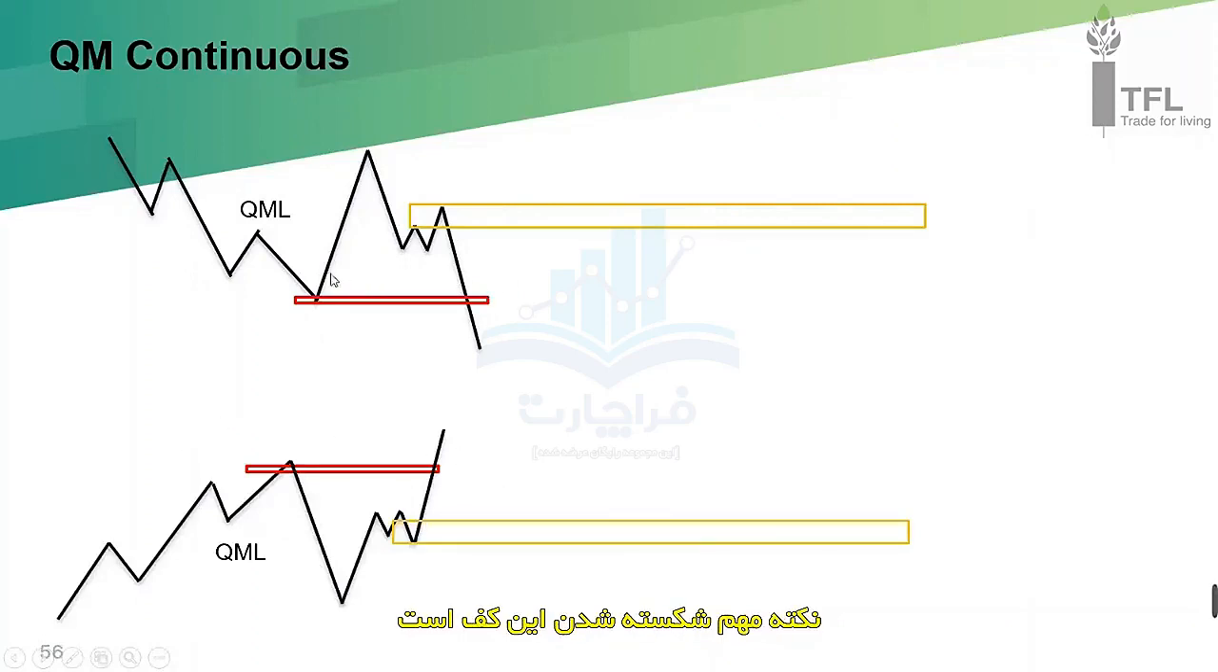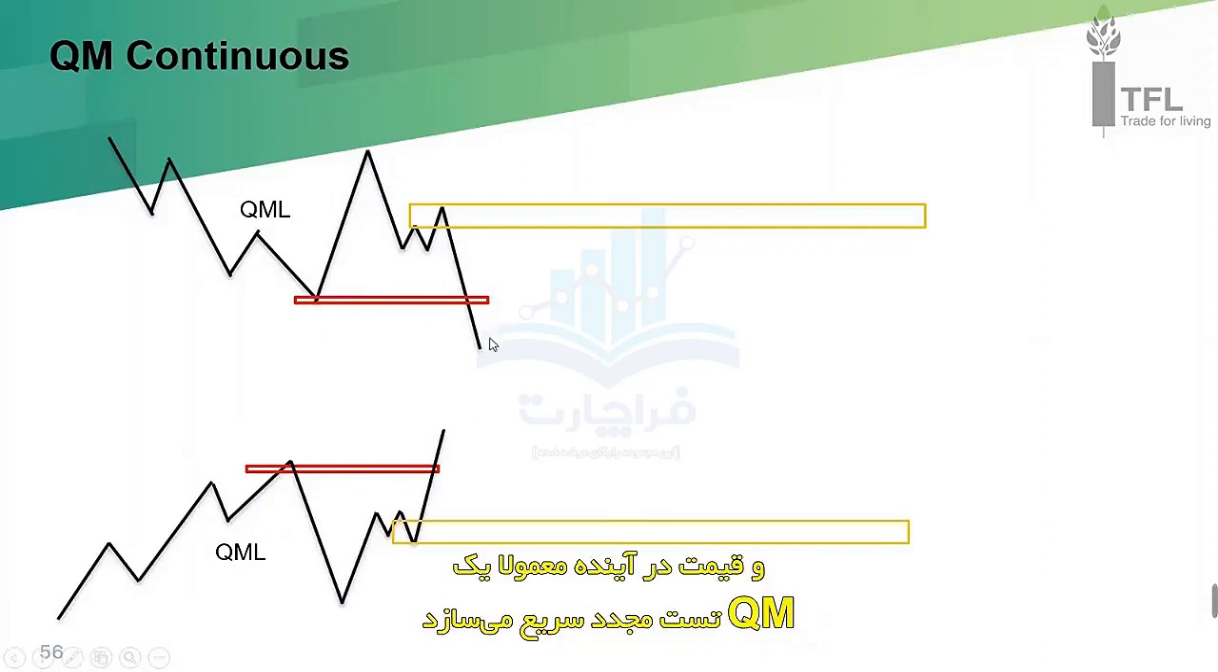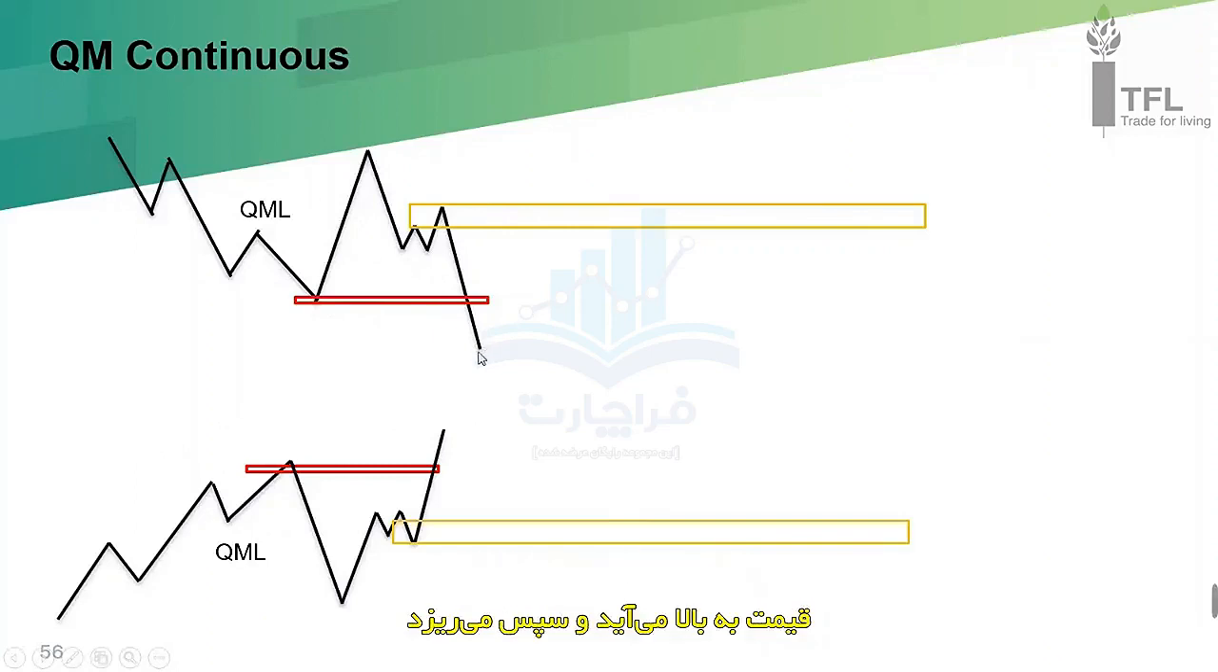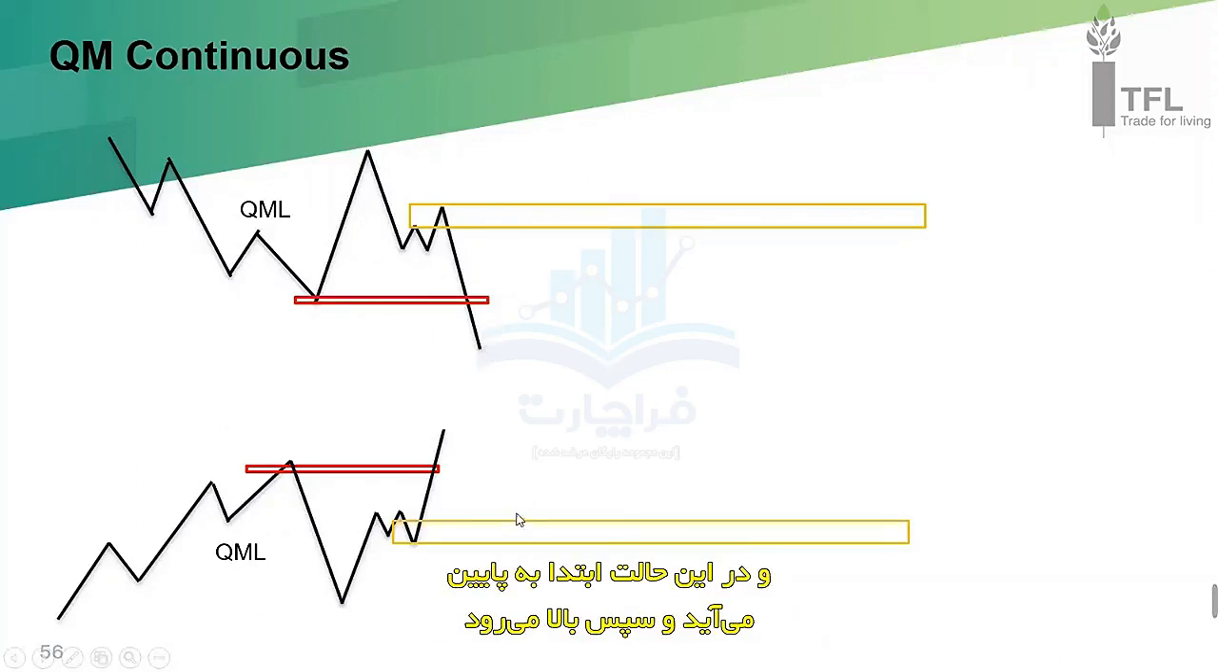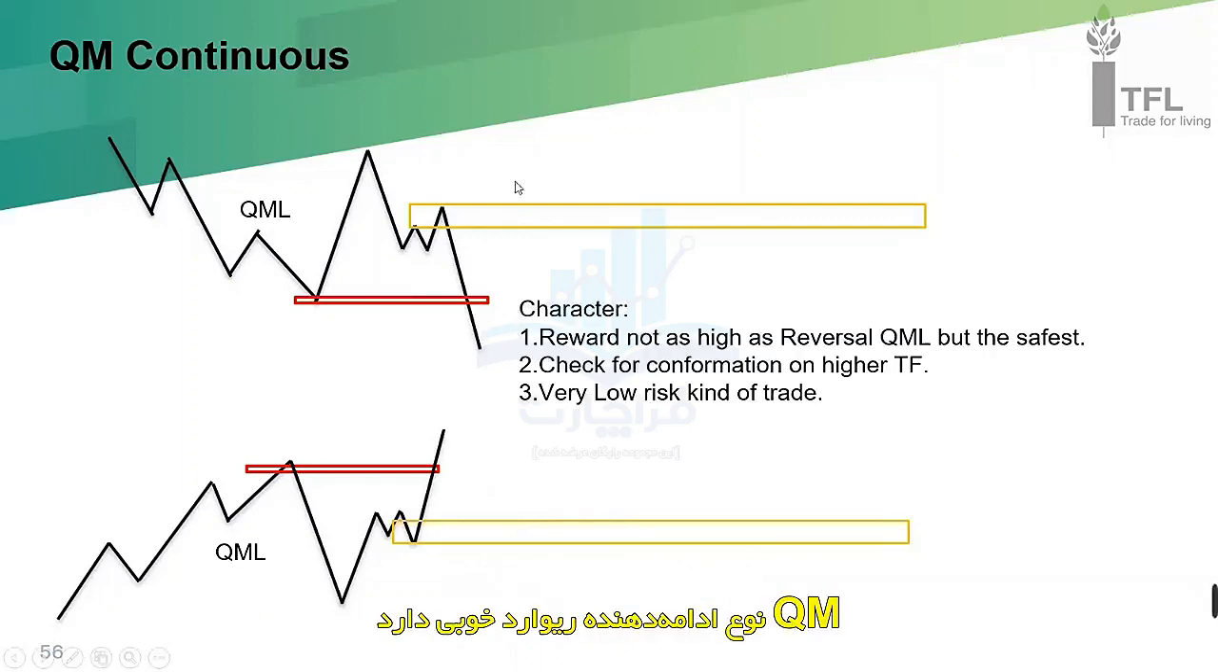Important is that it has to break the low so that in future, or should I say usually, it's a quick retest: the price will come back and then go down. For the buy, it comes back and then goes up. So the character of this continuous QM is that it has a reward, but not as high as a reversal.